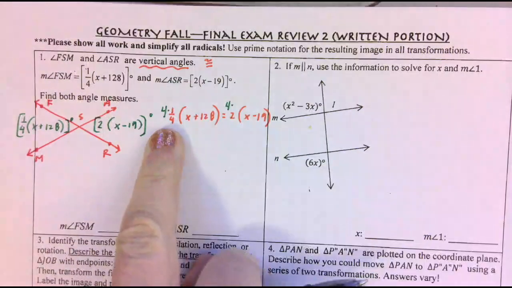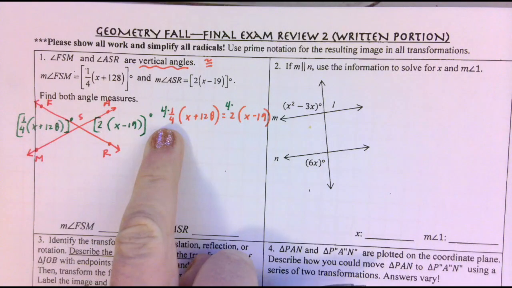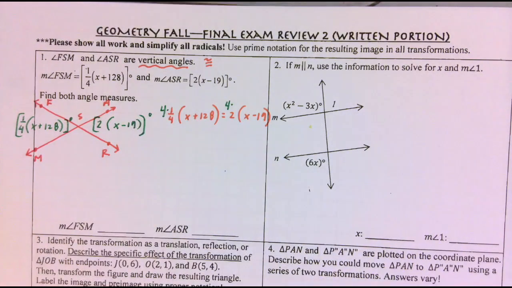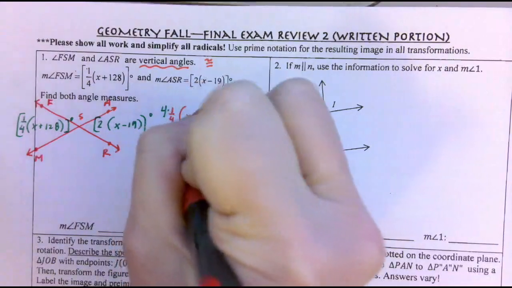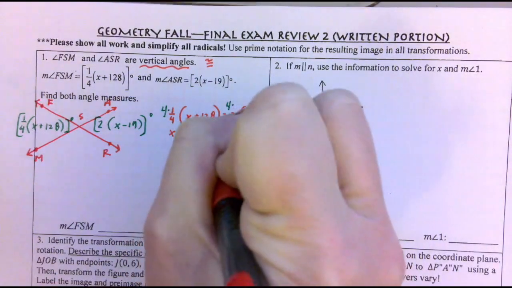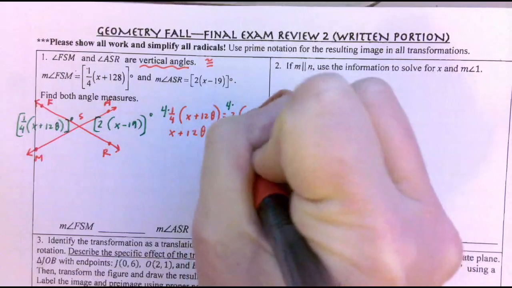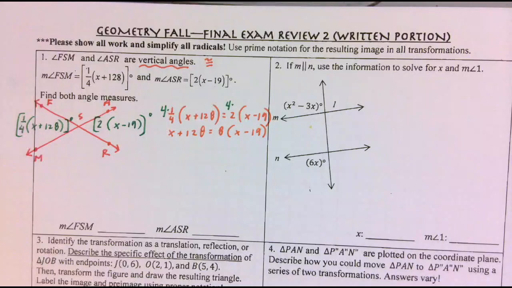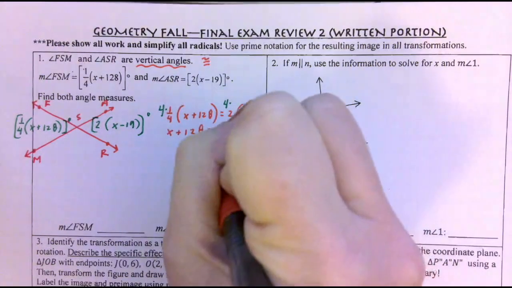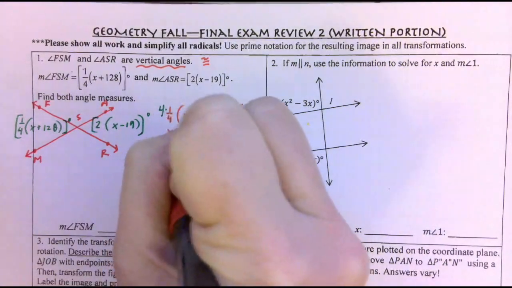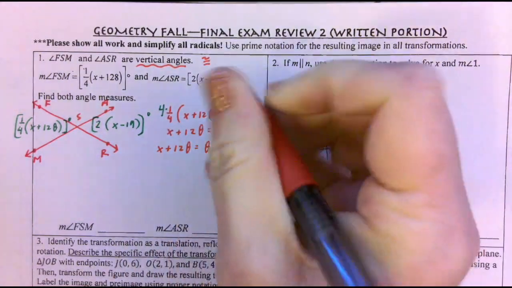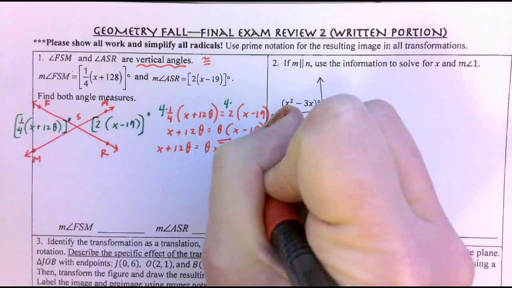And when we multiply a number by its reciprocal, right, 4 over 1 times 1 over 4, that's going to clear to be just 1. So this part is really just 1. So on the left, I really just have x plus 128 is equal to 8 times x minus 19. So now on the right-hand side, I do have to distribute that. So now I have x plus 128 is equal to 8x minus 152.